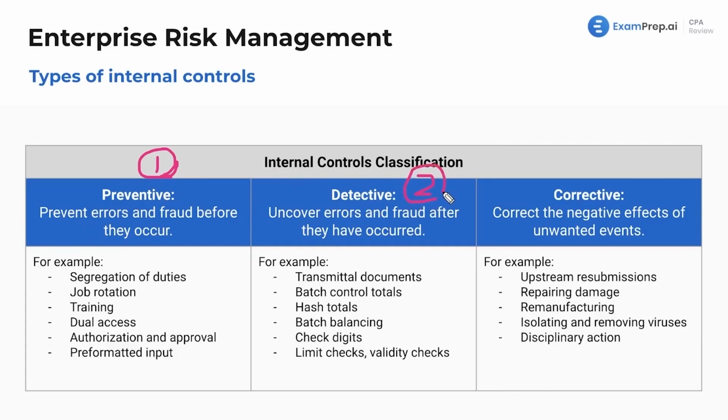Lastly, corrective. So, okay, we didn't prevent it. It actually happened, and we didn't detect it, but we can now correct the negative effects of the unwanted event. Or maybe we did detect it, but now we still have to correct it. Now, this is layer 3. And here, the upstream resubmissions, we send it back. Repairing damage, that's pretty general. That could go in any sense. Remanufacturing, just redo it the proper way. Isolating and removing viruses, and disciplinary action, all ways that we can correct our possible fraud or errors. And that'll do it.